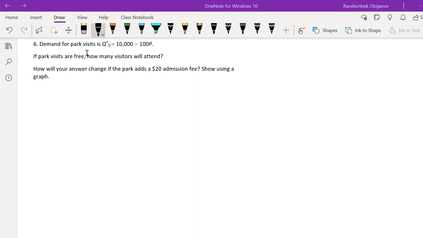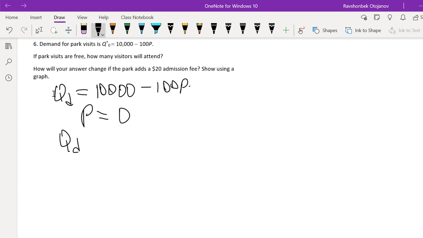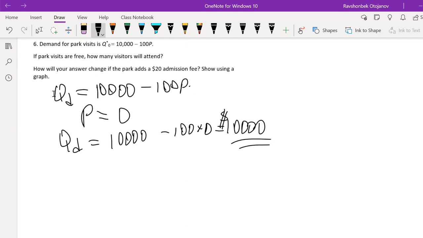Next is question 6. Here is an interesting question. Demand for park visits is 10,000 minus 100p, right? Now, if park visits are free, how many visitors will attend? Well, when they are free to go, we have price equaling 0. So quantity demanded will then be 10,000 minus 100 times 0, which is basically 10,000. So that's the free entry visitor number.